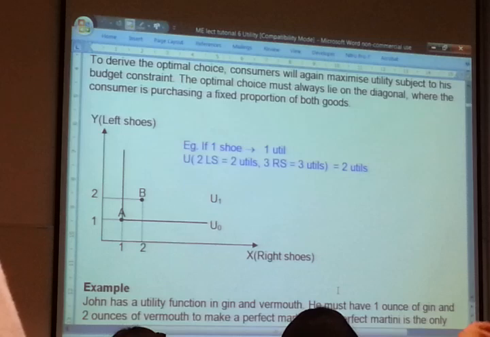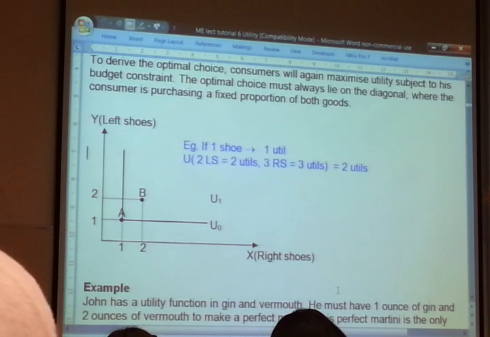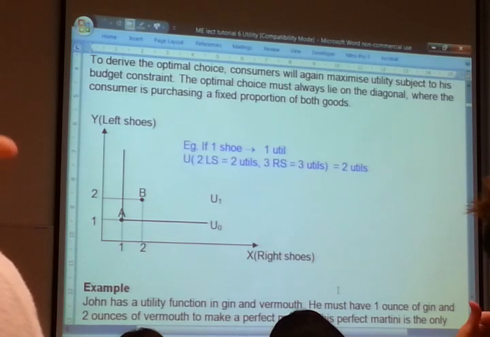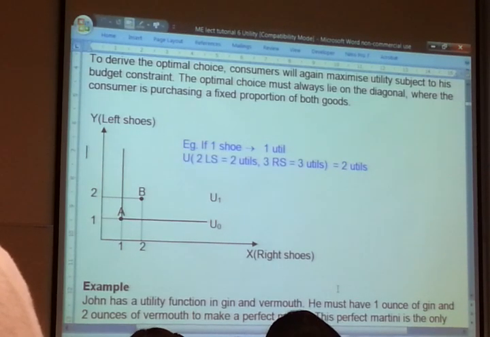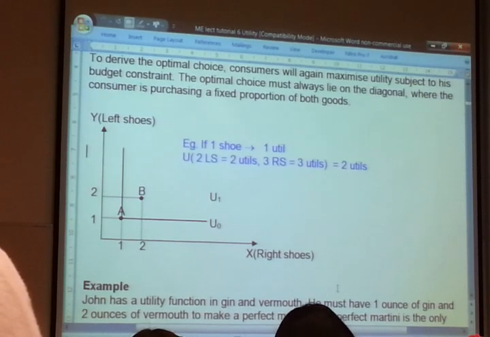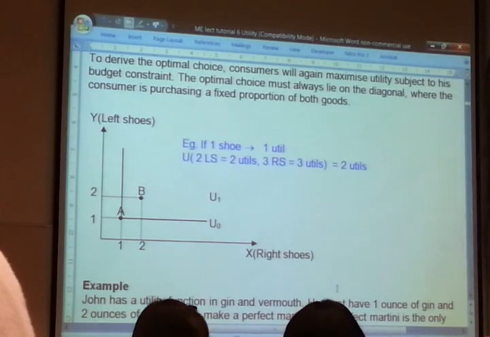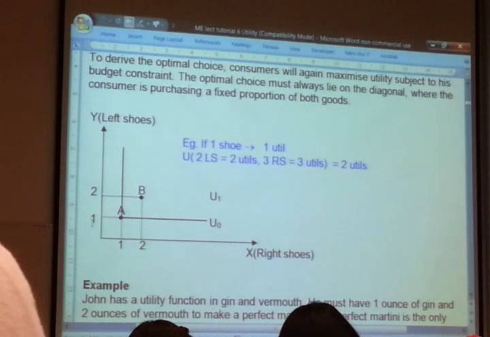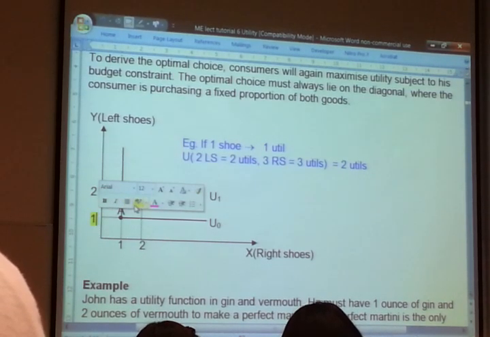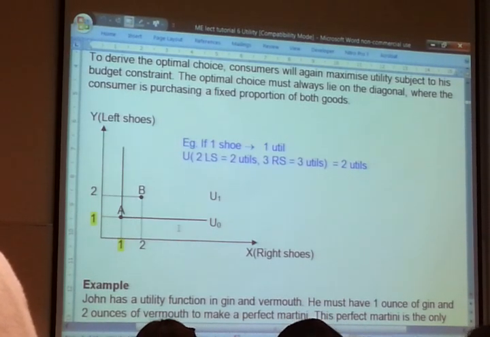Right. You have one left shoe, you must always be complemented with what? One right shoe. Have you ever seen someone wear two left shoes outside? Very hard to find. Okay? So they must be used together in fixed proportion, 1 to 1. So if you have one left shoe and one right shoe, that will give you a utility of how much? That will give you a utility equal to U naught.